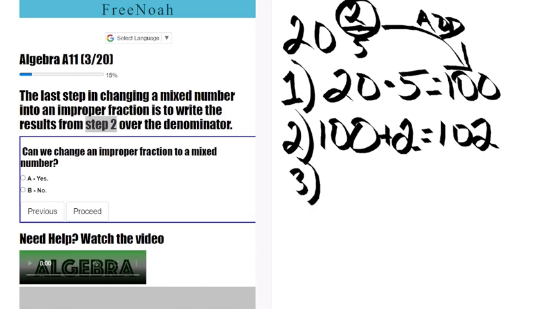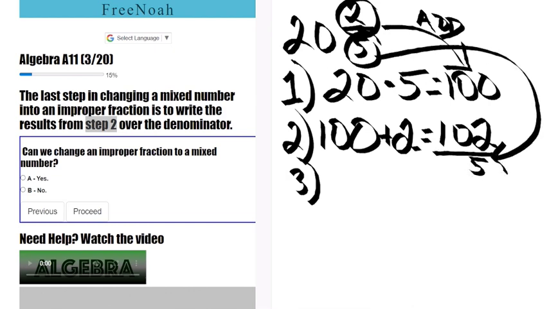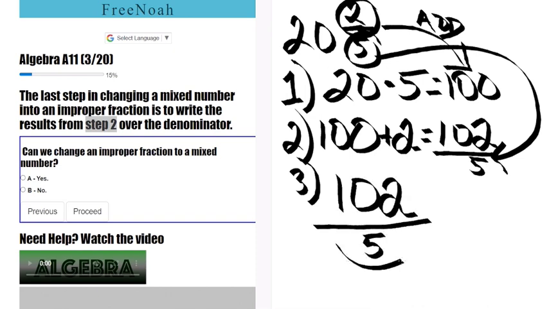And for step 3, we're just going to simply take the 5 and drag it down and place it as a denominator over the results of step number 2. And that is step 3. Simply piecing it all together, 102 over 5.